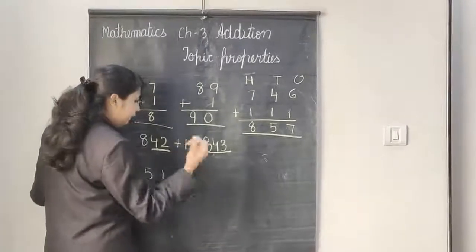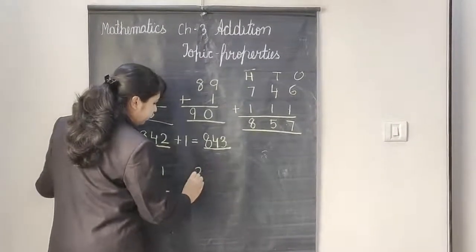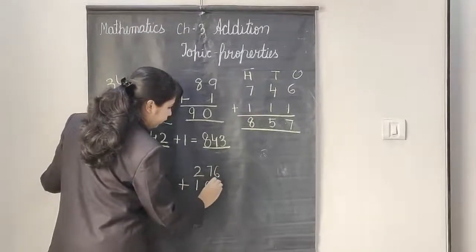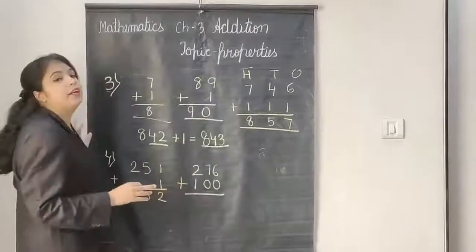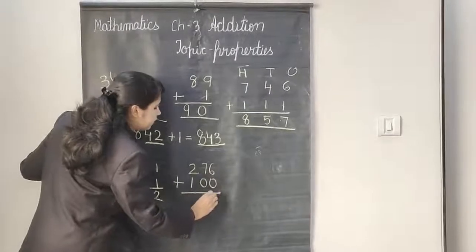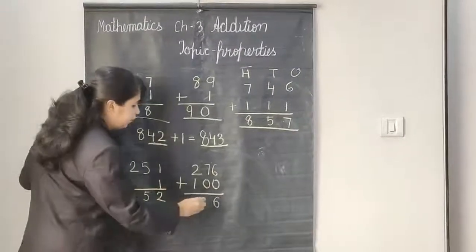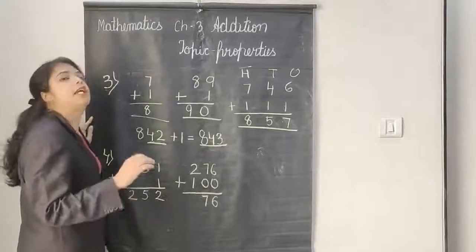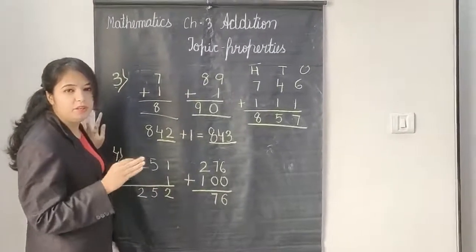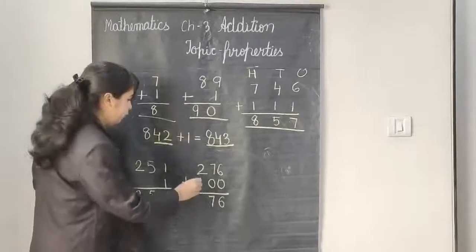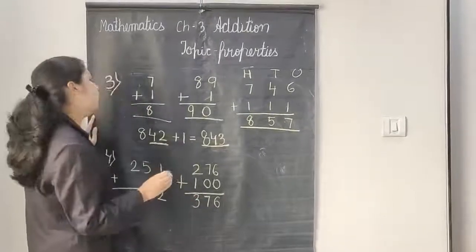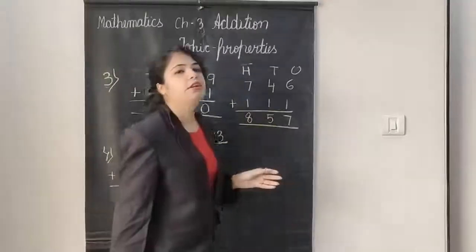Now once again we will take one more example of 276 plus 100. Okay. So now I have written the 0. 6 plus 0, answer will be 6. 7 plus 0, answer will be 7. The same number will come down in addition. Whenever you are adding 0, the number will remain the same. 2 plus 1, what is the after number of 2? That is 3. Okay, so I hope you have understood this property.